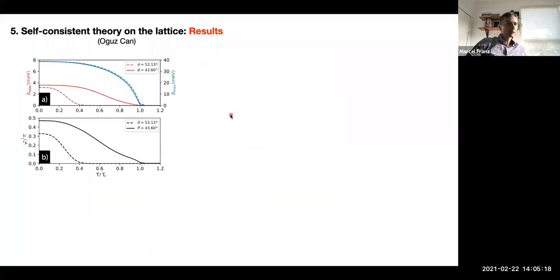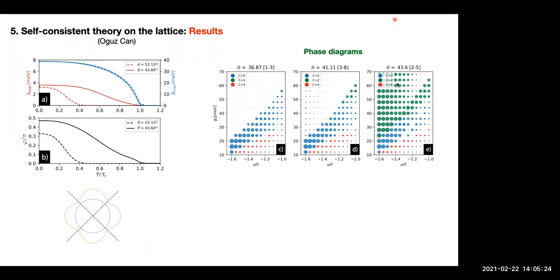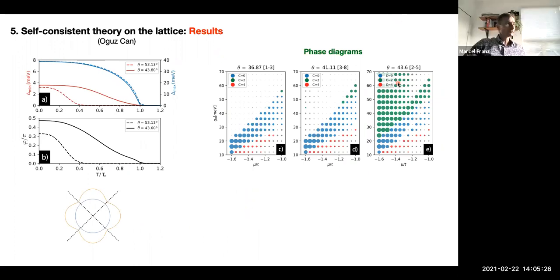Okay, so here's some results of this calculation of the fully commensurate lattice model. And what we extract from these calculations is these phase diagrams. So let me walk you through these phase diagrams. On the horizontal axis is the chemical potential, which is the parameter that controls doping.